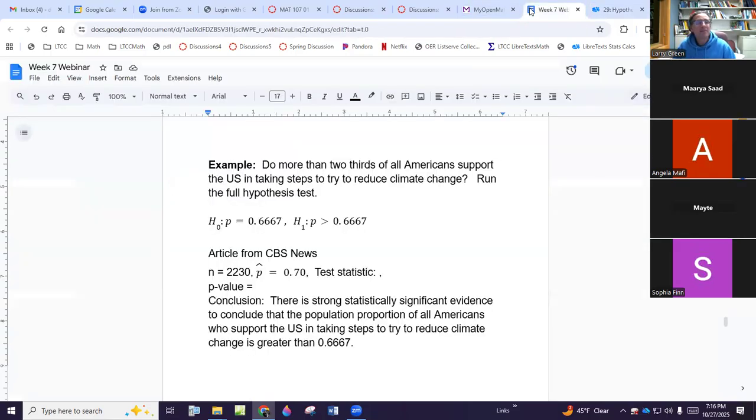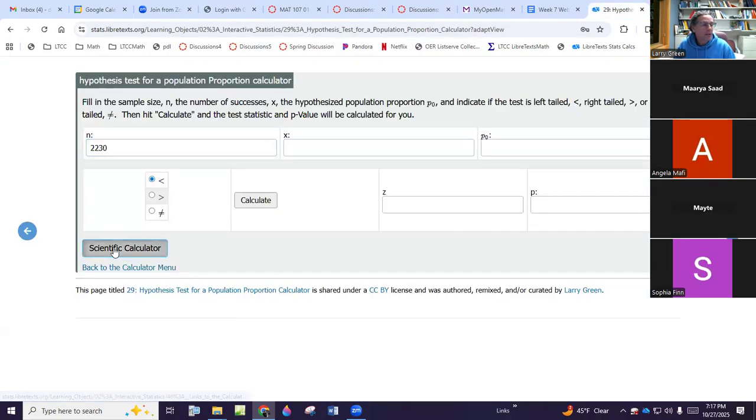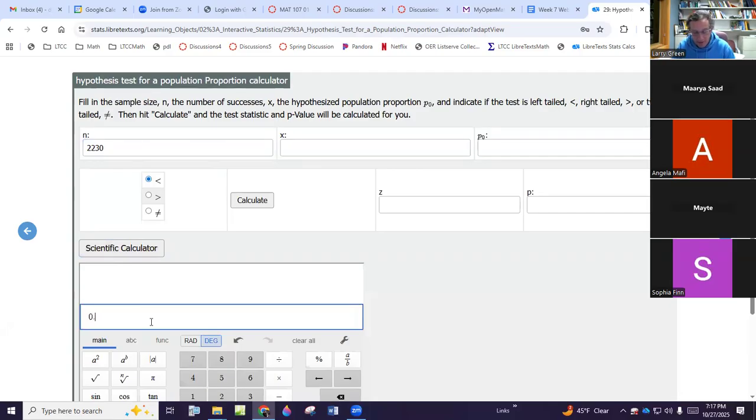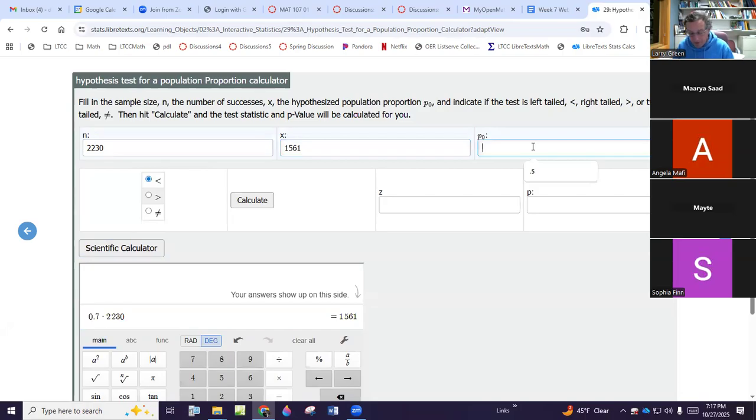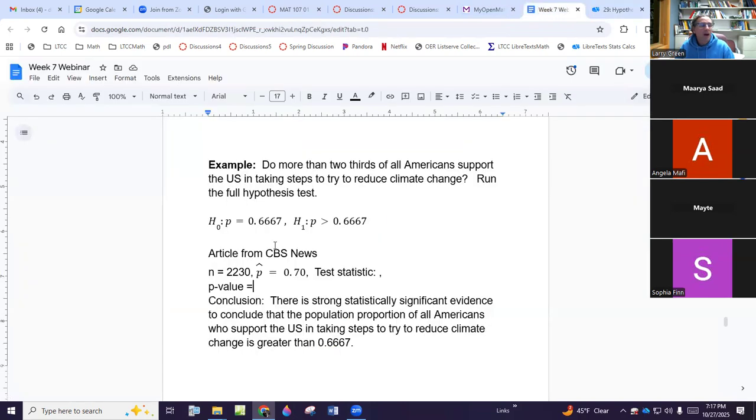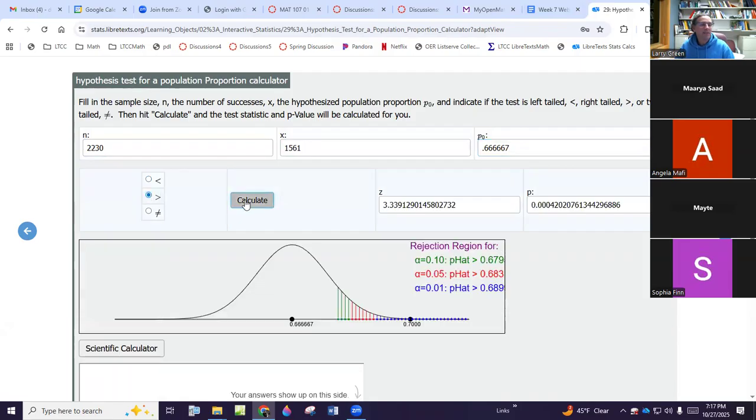Our x, they said that p hat was 0.7. So what we can do is use a scientific calculator and go 0.7 times 2230. And that's 1561. P naught was 2/3, which was point, bunch of sixes and then a 7. Our inequality is greater than, and we calculate.